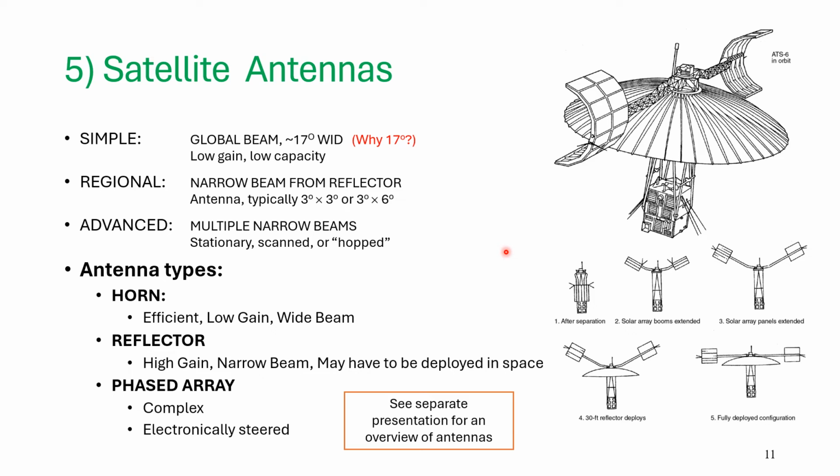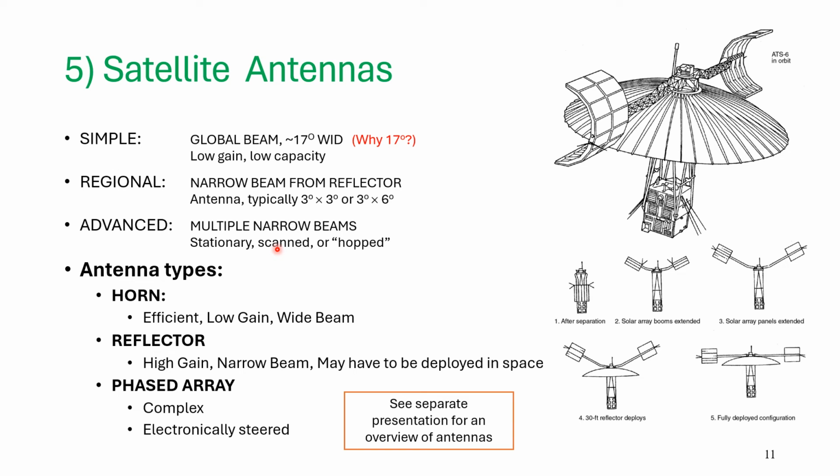If you want, this is kind of related to the communication subsystem, but because it's important, we have it separate here. We'll have a dedicated presentation for satellites, but for now, for antennas, let's classify them into simple, where we have a global beam of 17 degrees, low gain, low capacity. We have regional, where we can focus the beam more, typically 3 degrees by 3 degrees on both sides. And we have advanced, where we have a narrower beam and can focus more on points on the Earth.